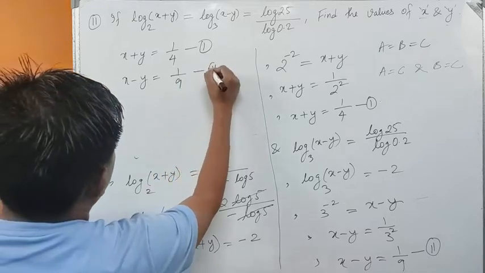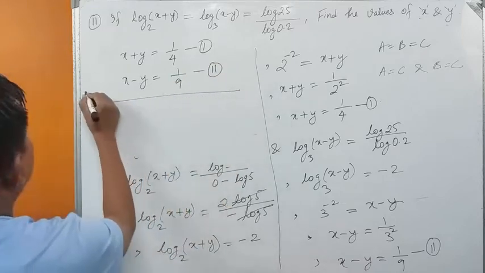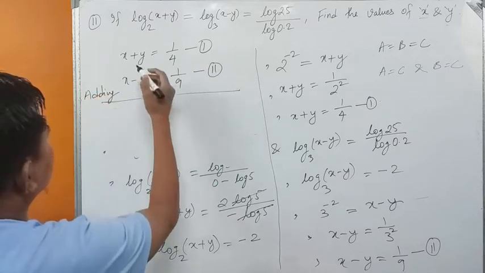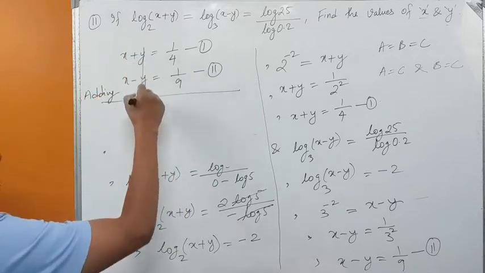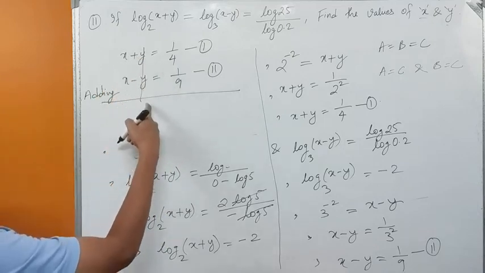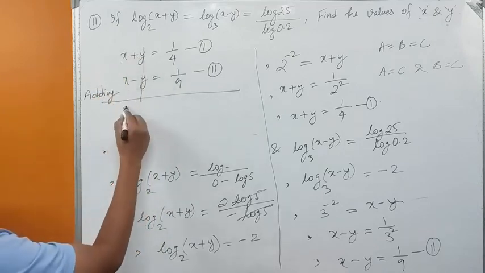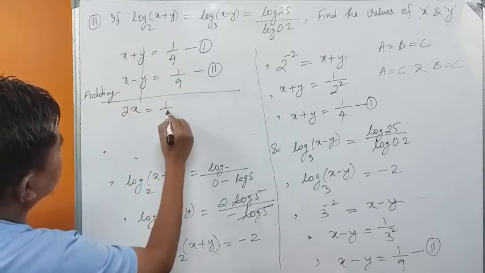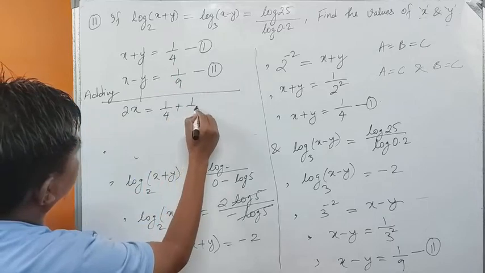This is equation 2. Adding equation 1 and 2 we get, this is simultaneous equation, isn't it? So adding 1 and 2, plus y and minus y get cancelled. This is plus y, this is minus y, becomes 0. x plus x, 2x, okay, equals 1 upon 4 plus 1 upon 9.